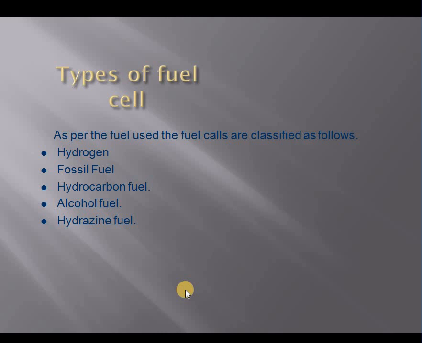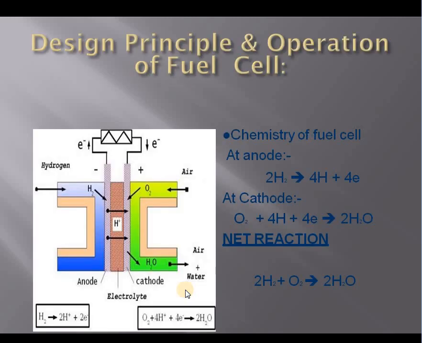So based on the fuels we are using, okay, hydrogen is one type of fuel, fossil fuel, hydrocarbon fuel, alcohol fuel, and hydrogen fuel. So design and principle of operation of fuel cell. So the chemistry of fuel cells, what is happening here is, first we are using hydrogen oxygen fuel cells where H plus ion is your electrodes. These are your electrodes, and this is your inlet for hydrogen, and this is the inlet for oxygen from the air.